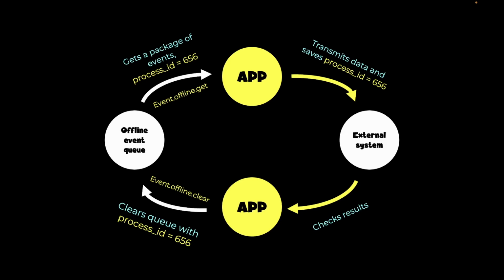The app asynchronously requests offline events packages using the event.offline.get method with parameter clear equals 0. The app can save the received data, including information about the package's identifier process_id, in its database and then process it. This might take some time. Once the processing of these events is done, the app informs Bitrix24 that the data for these events can be removed from the queue by calling the event.offline.clear method and passing the package identifier. And so it goes in a loop until all events are processed.